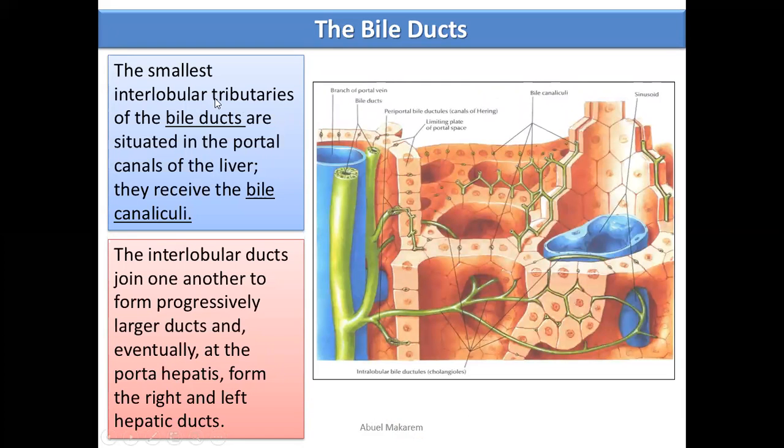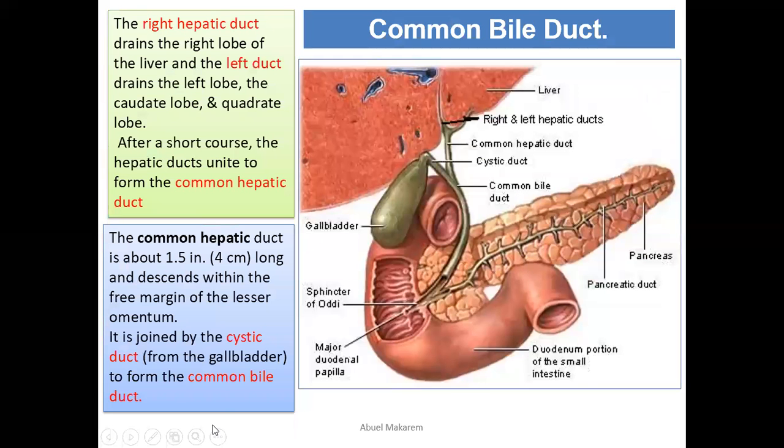Okay. The smaller interlobular tributaries of the bile ducts are situated in the portal canals of the liver. They receive the bile canaliculi. So these are the bile canaliculi, and they join to form the interlobular ducts. The interlobular ducts join one another to form progressively larger ducts, eventually forming, at the porta hepatis, the right and left hepatic ducts, which you saw here.